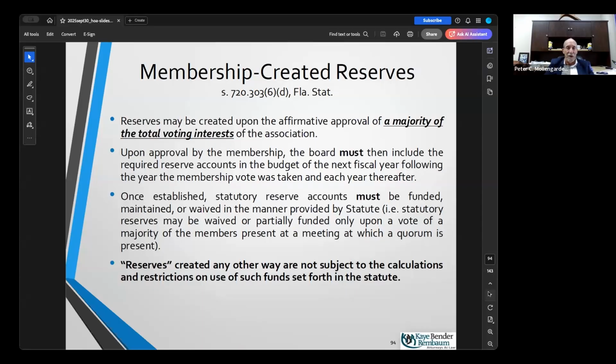Reserves created any other way are not subject to the calculation restrictions on the use of funds set forth in the statute. So let's say, for example, in my experience, most HOAs that have reserves, they're created by board action, board vote. Those are not restricted in the sense that they must be used for those reserve purposes. They're not subject to all the restrictions that statutory reserves are, and they can be used any way that the board determines. Obviously, it must be for an association related expense. Okay. But they're not limited. They're not restricted.